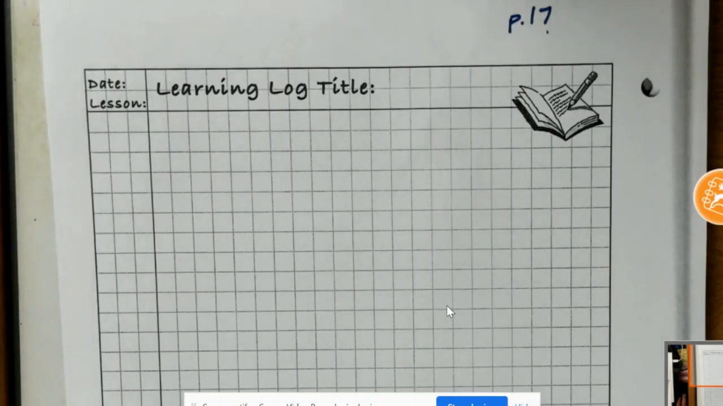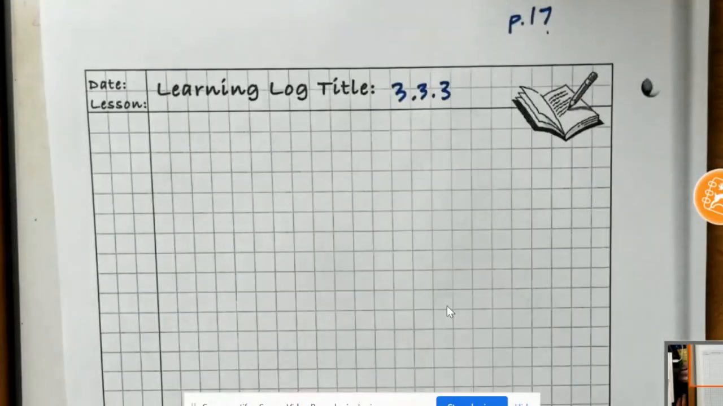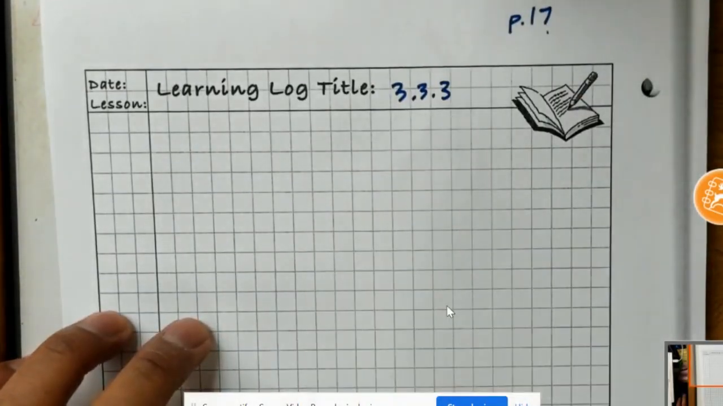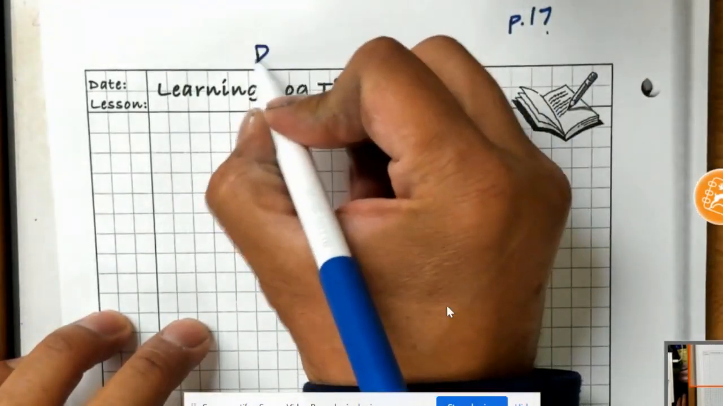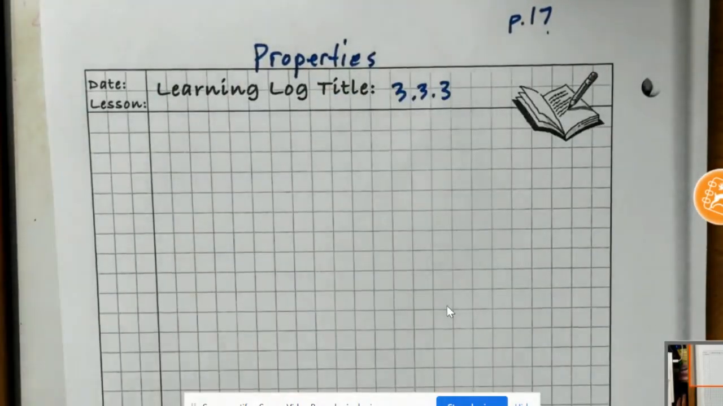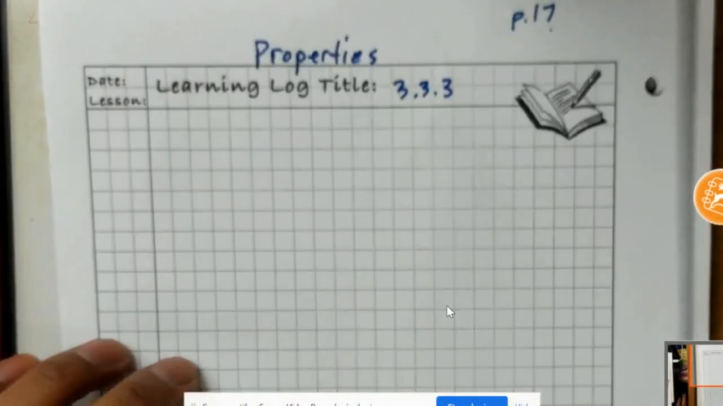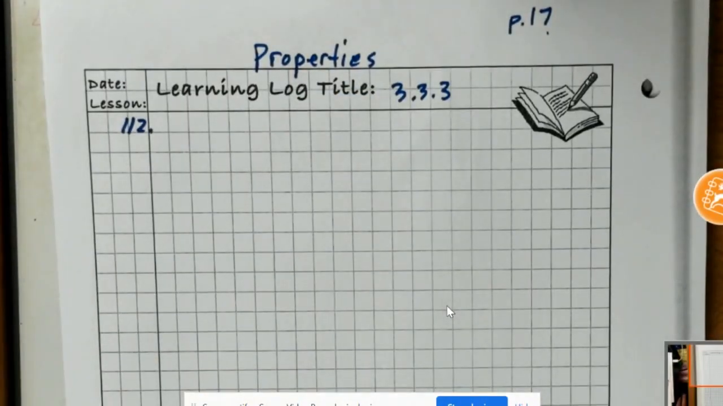Today's lesson is lesson 3.3.3. This is a lesson on properties, which you're going to be writing on page 17 of your toolkit. So we're talking about properties, and these will be on the test, definitely. So they start with problem number 112 in the book.